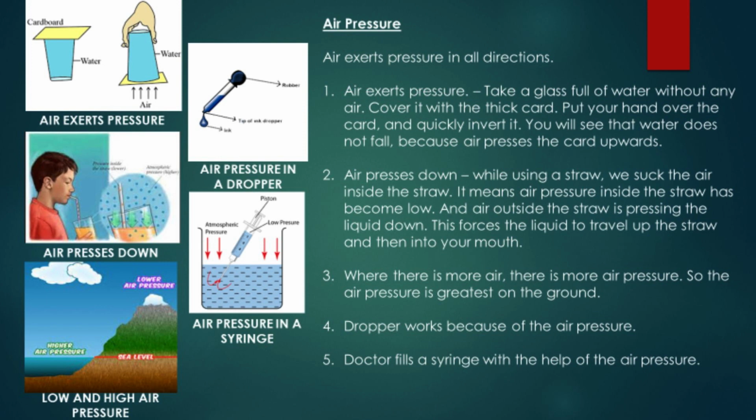Air presses down. While using a straw, we suck the air inside the straw. It means air pressure inside the straw has become low. And air outside the straw is pressing the liquid down. This forces the liquid to travel up the straw and then into your mouth. Where there is more air, there is more air pressure. So the air pressure is greatest on the ground. A dropper works because of the air pressure. A doctor fills a syringe with the help of air pressure.